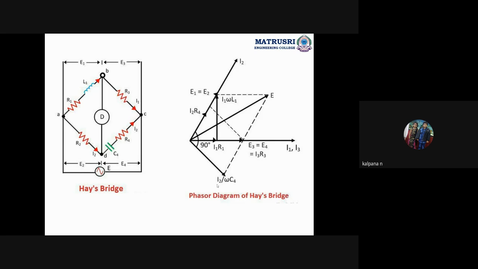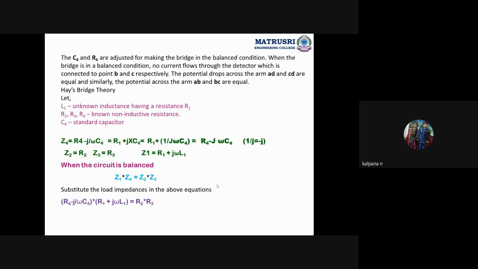Now, in order to find the formula for L1 and R1, we need to derive the balance equation. This is a simple bridge consisting of 4 branches, so the normal balance equation can be applied. What is that normal balance equation? Z1 Z4 is equal to Z2 Z3. So first write down the impedances.